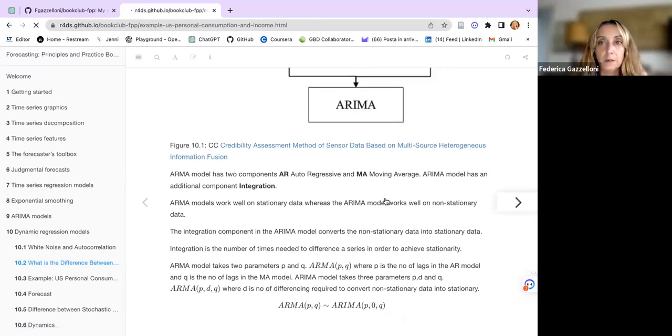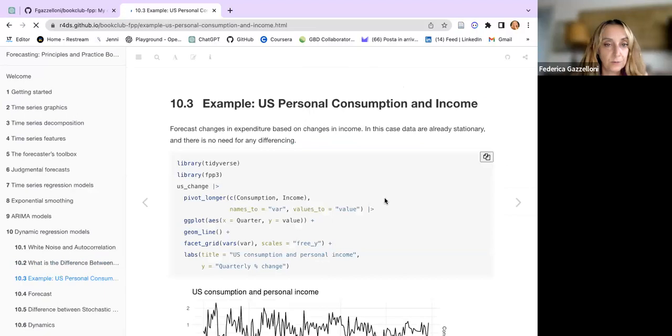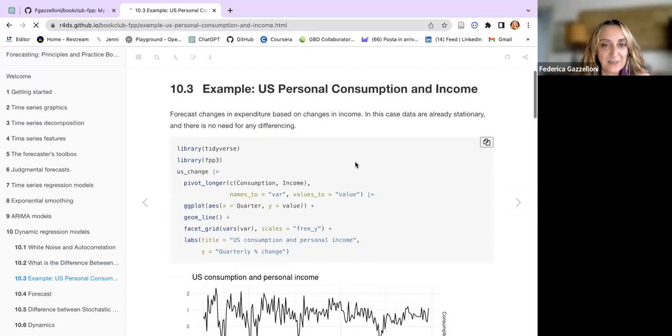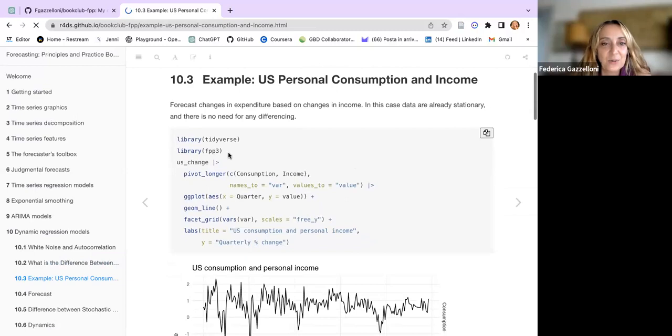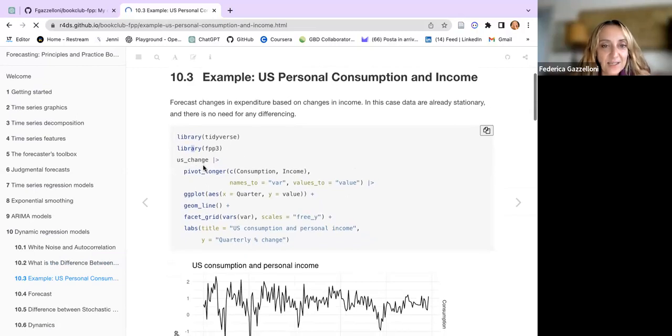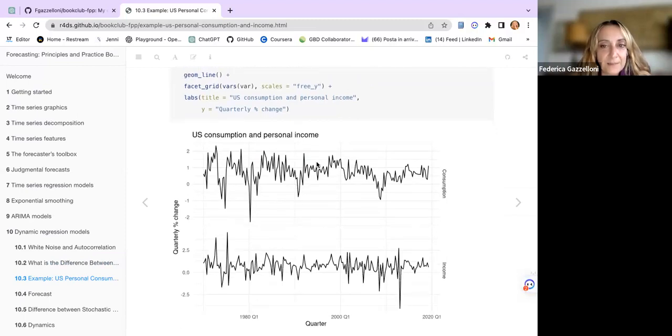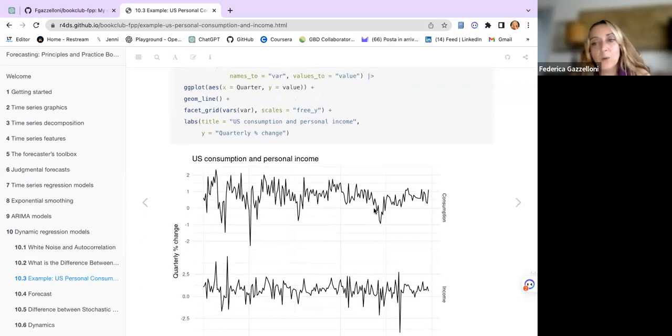Nothing new for now. So this is one of the case studies, the first case study that is presented in the chapter. We load the US change and put on vector consumption and income so that we can see both of them in the plot. So we have consumption and income, and we'd like to see if one obviously influences the other.